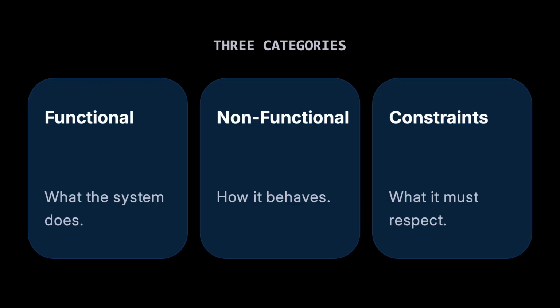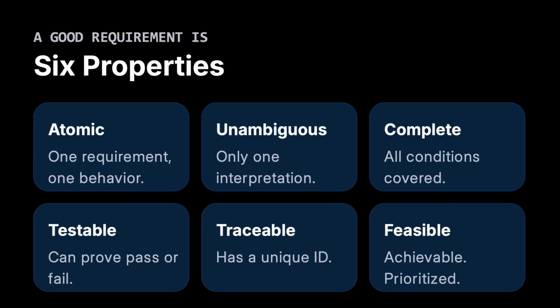Next, good versus bad requirements. A good requirement has 6 properties. It is atomic, meaning one requirement implies one behavior. It is unambiguous, so only one possible interpretation. It is complete, meaning that all conditions, inputs, and outputs are covered. It is testable, so a test case can prove, pass, or fail of the requirement. And it is traceable, so this means it has a unique ID and can be linked up and downstream. And it is feasible and properly prioritized.